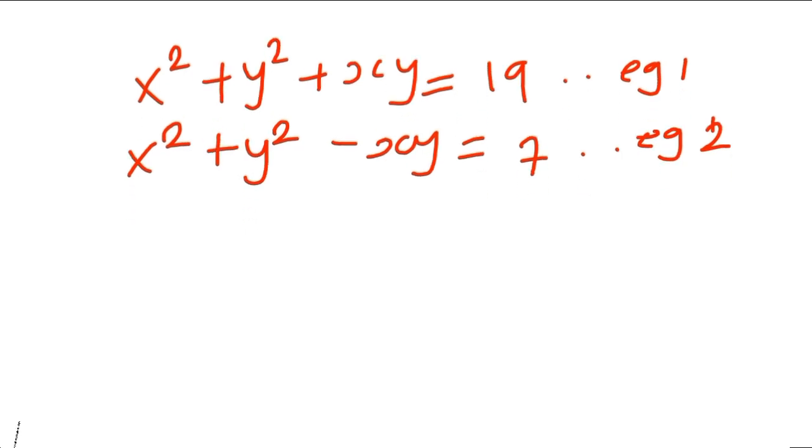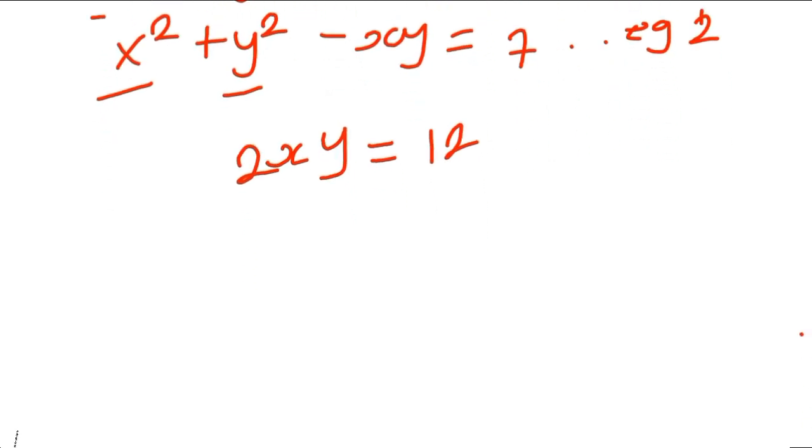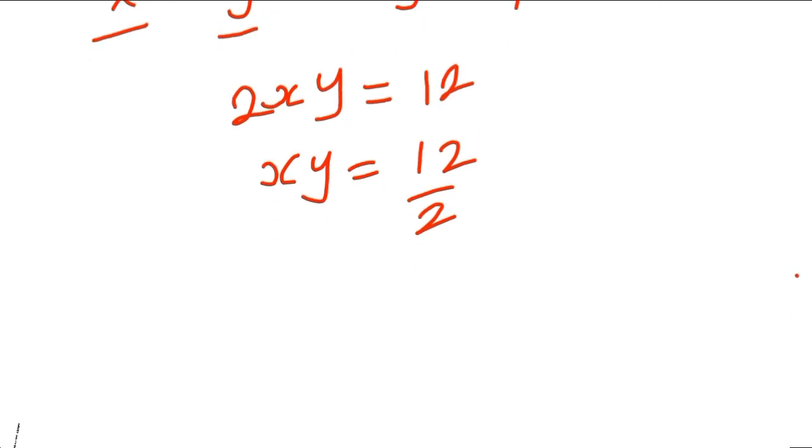When we subtract, x squared minus x squared is going to go, the same with y squared minus y squared. When we subtract plus xy minus xy, this is going to give us 2xy because the minus is going to cancel. Then 19 minus 7 will give us 12. So we have that 2xy is equal to 12. We're going to solve for xy, so that xy is equal to 12 over 2. So finally we have that xy is equal to 6.